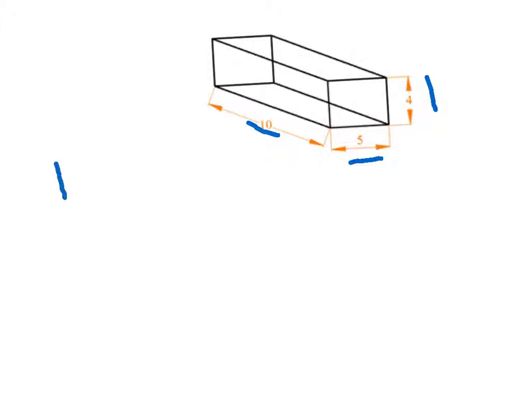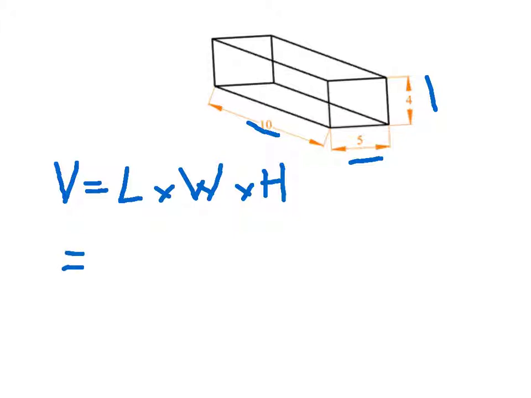So our formula was V equals L times W times H. So that's length times width times height. Remember that. Length, width, height. So that's going to equal, the length is going to be the longest one, which in this case is 10. So I'm going to write 10 down here.